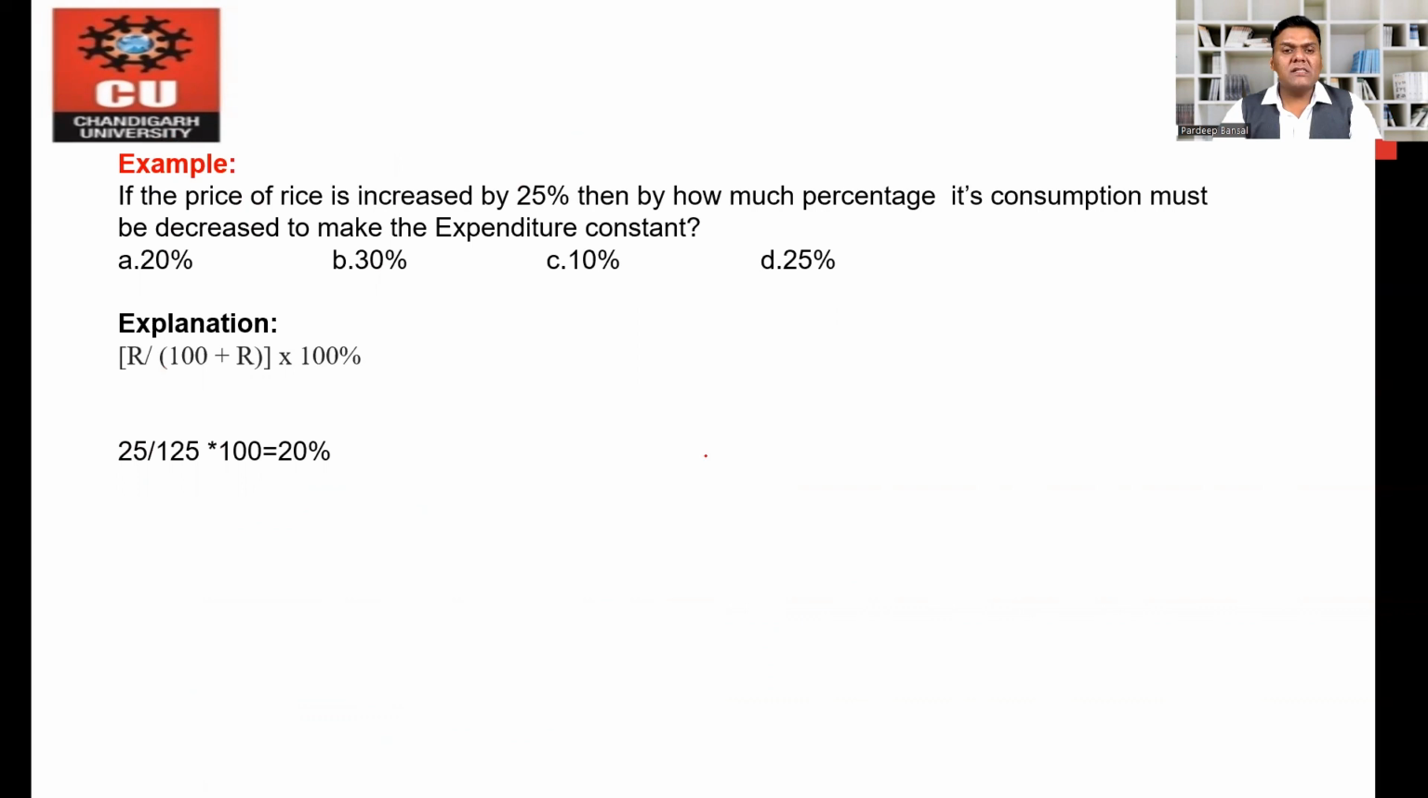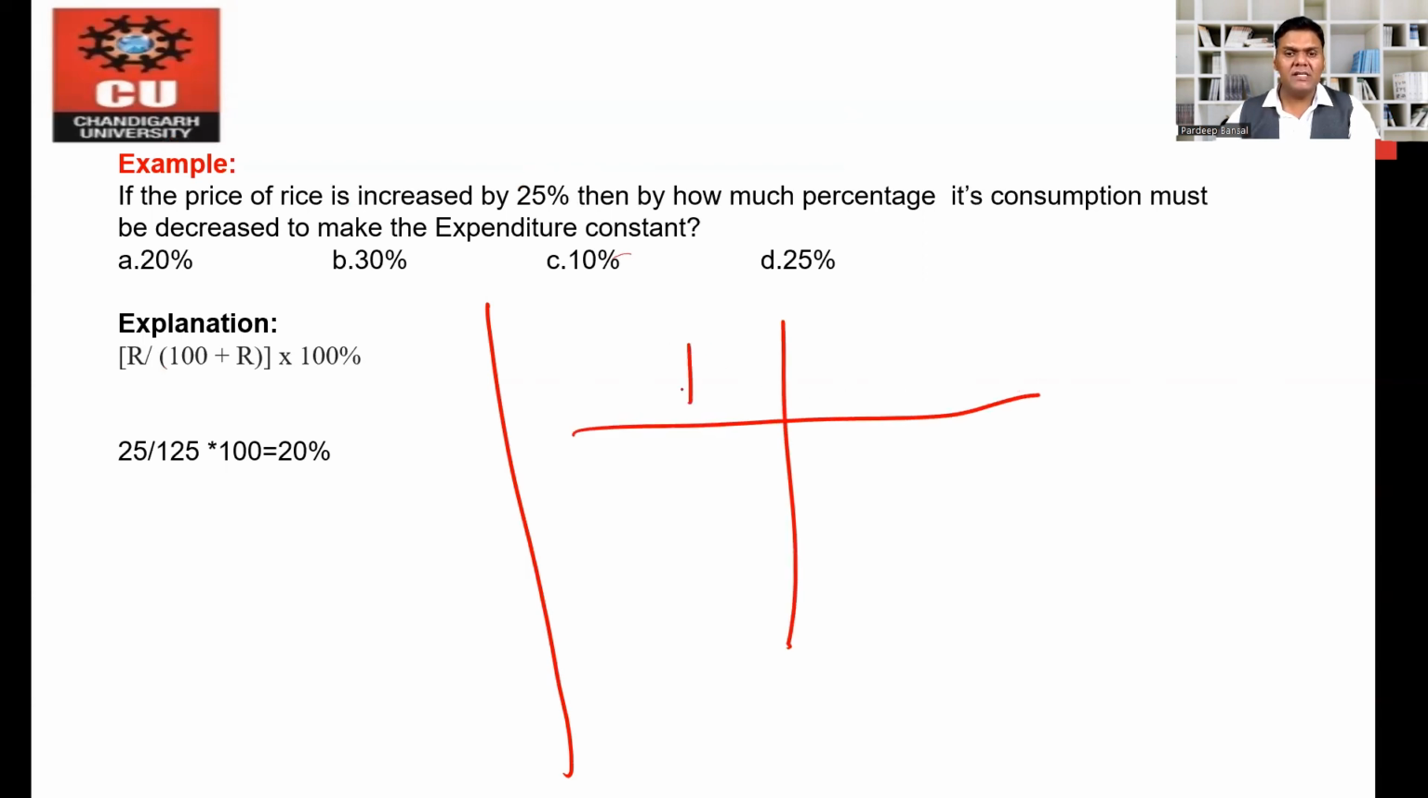If the price of rice is increased by 25%, by how much percent must its consumption be decreased to make the expenditure constant? So one is the traditional method, which is there in the explanation, right? But there's another method, let's understand it, for constant product questions, right? Now look at this table very carefully. As I said, if one is increasing, the other has to decrease.